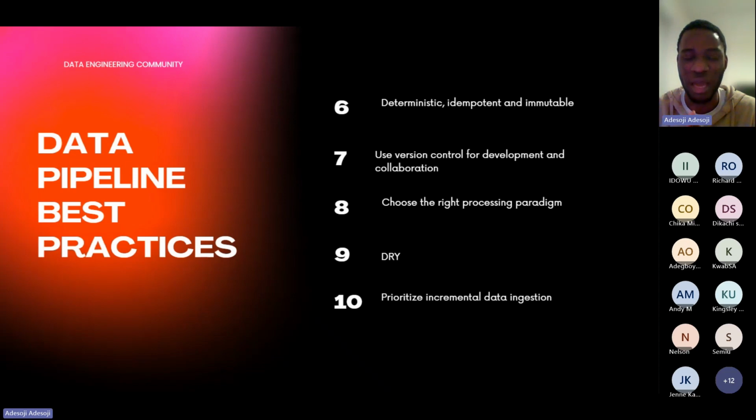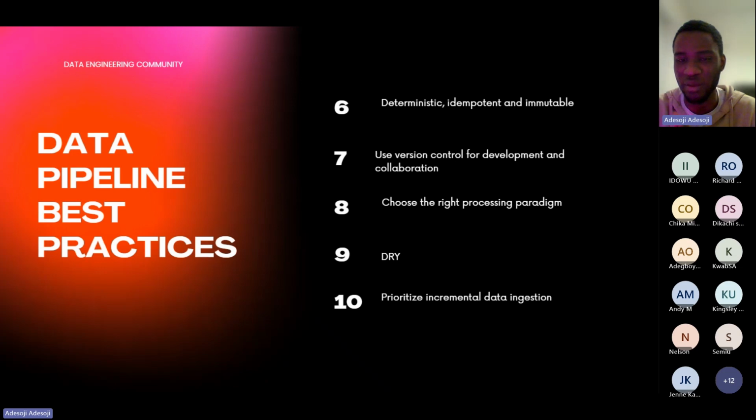you need to choose. No matter how robust your pipeline is, if you are not using the right paradigm, then it's not efficient. So you need to understand when am I to use batch processing, when am I to use stream processing? Should my pipeline be ETL? Should my pipeline be ELT? Should my pipeline be just EL? You need to understand all these processing paradigms, and you need to choose the right one.